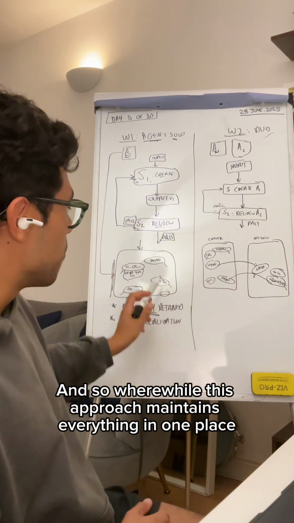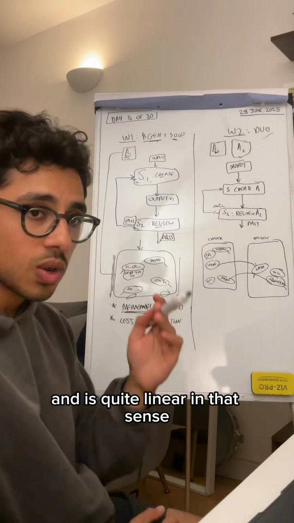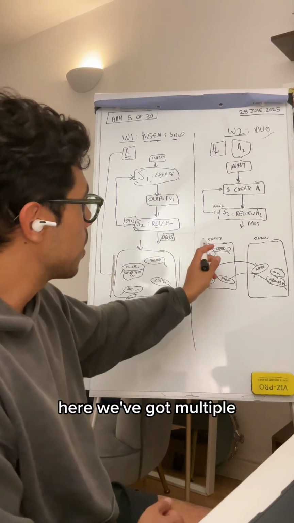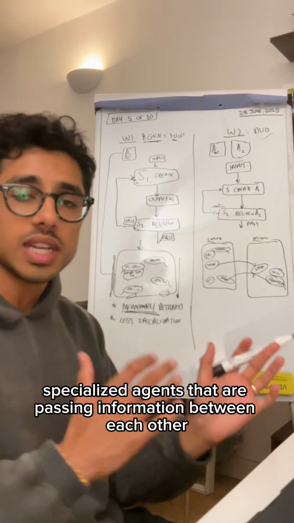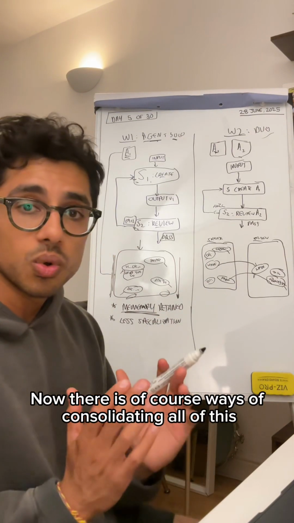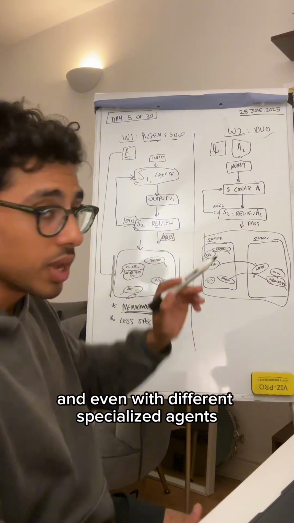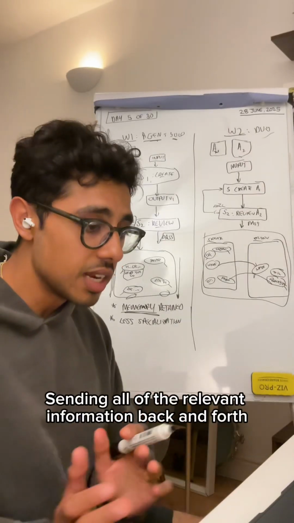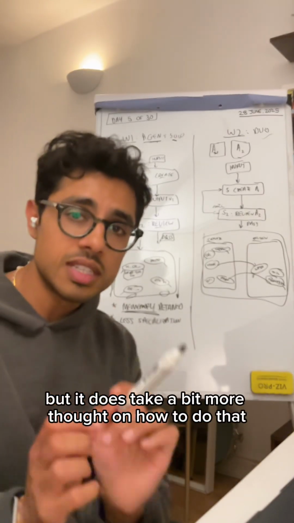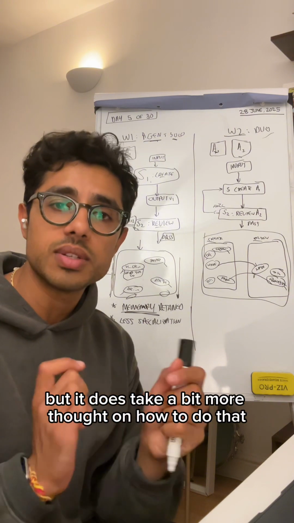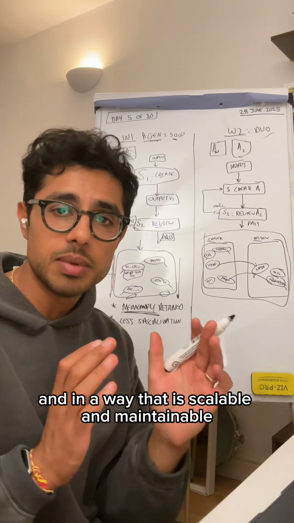And so while this approach maintains everything in one place and is quite linear in that sense, here we've got multiple different specialized agents that are passing information between each other. Now, there is, of course, ways of consolidating all of this, and even with different specialized agents, sending all of the relevant information back and forth, but it does take a bit more thought on how to do that, and in a way that is scalable and maintainable.